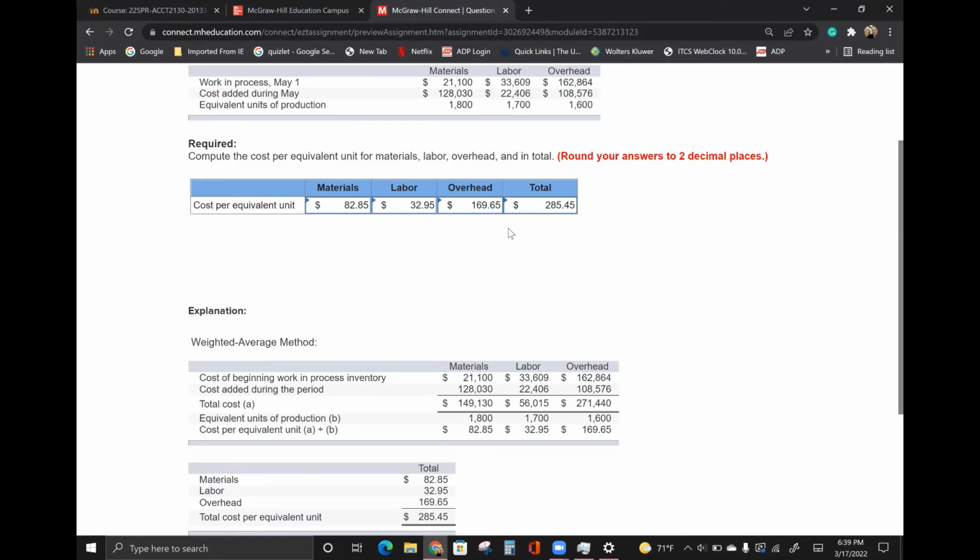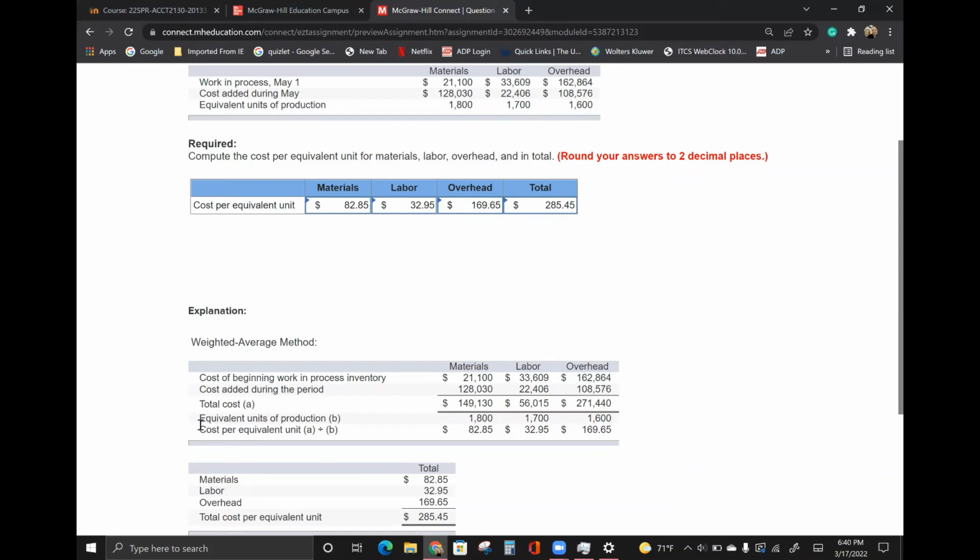Then we do the same thing for labor, same thing for overhead. We're just going to take the beginning, what was added, and add them together. It tells us our equivalent units, so we don't have to calculate them. They're already given to us up here in the table, and that's a number we're going to use. So we have equivalent units of production, which is 1,800, 1,700, and 1,600.